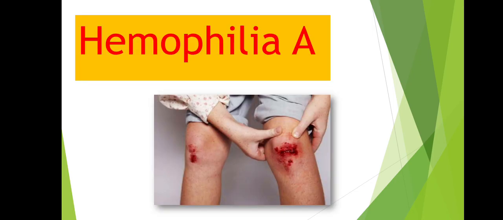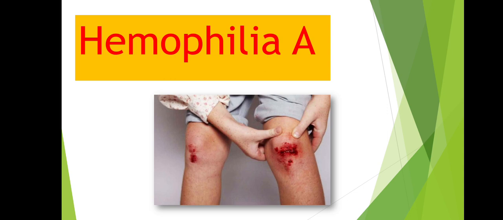We are done with leukemia, and then now let's summarize with hemophilia. I've put hemophilia A because it's the most common one, due to abnormalities with deficiency of factor 8.